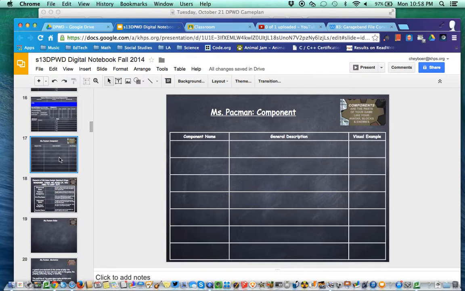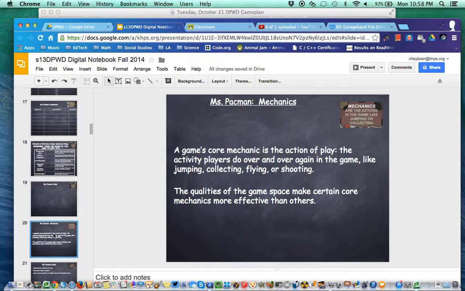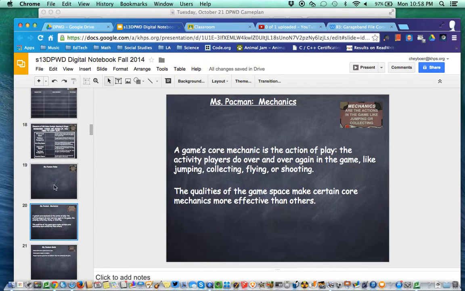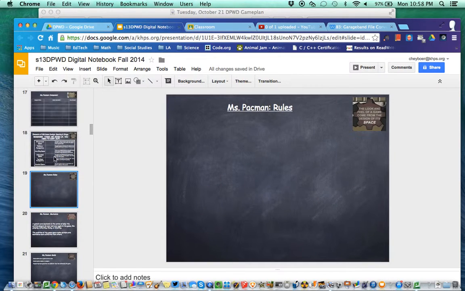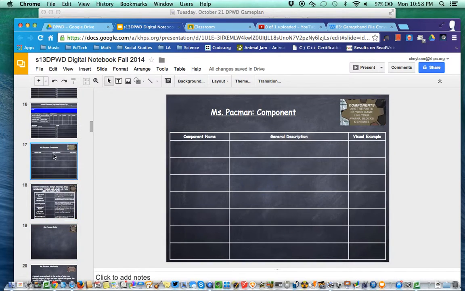You have a component slide. You can make more than one slide of that if you want. What did I miss here? I think I got mechanics down here. So I got all five: goals, mechanics, rules, spacing, and component. And I made a slide for each. Like I said, we'll be able to make more later on if we need to.